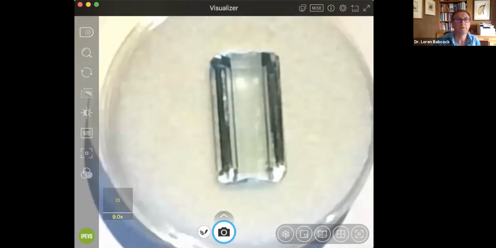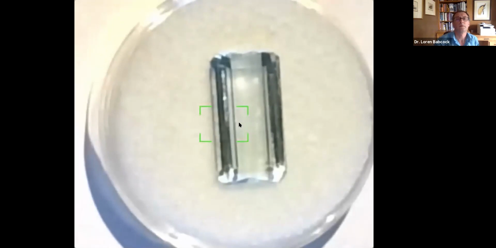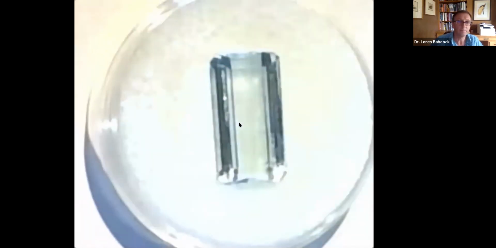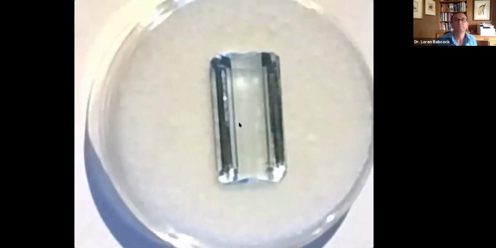This one's from Brazil. It's a nice pale blue color, a pale bluish green color actually. It's doubly refractive because this is the mineral beryl, and it crystallizes in the hexagonal system. So it will have different colors as you view the light in different directions. Kind of subtle in this example.